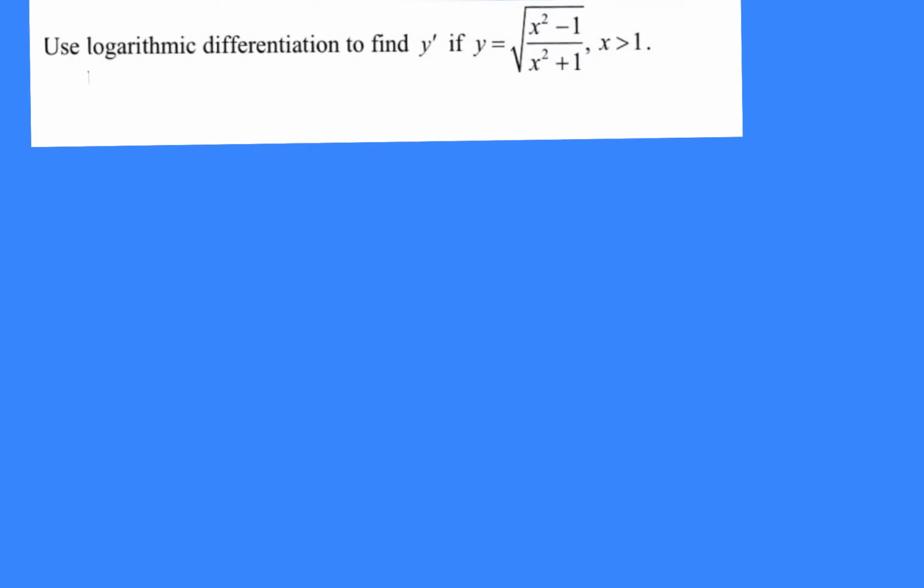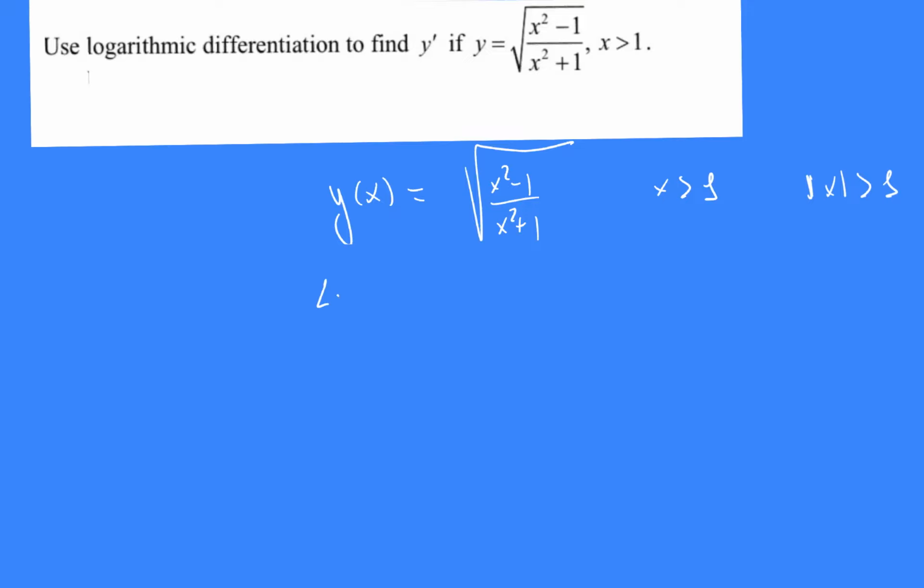So in this problem, we use logarithmic differentiation to find y prime. So we start with y of x, and y of x is a square root of x squared minus 1 divided by x squared plus 1, and we impose that x should be bigger than 1, but I think the condition should be that the absolute value of x should be bigger than 1. We'll see now taking the logarithm function.